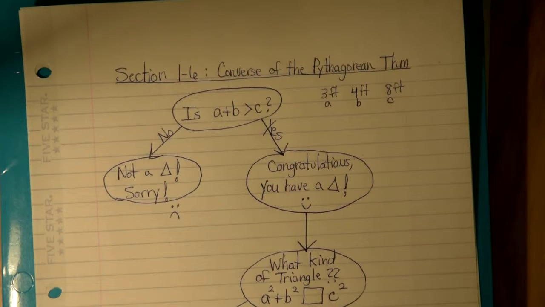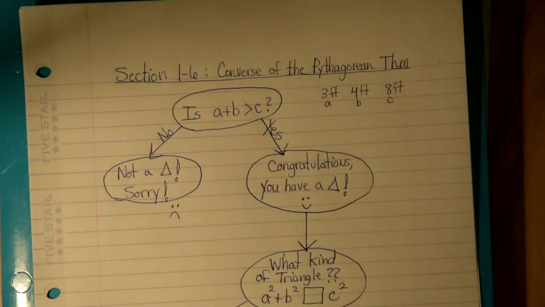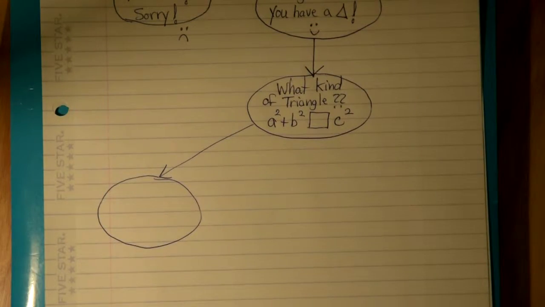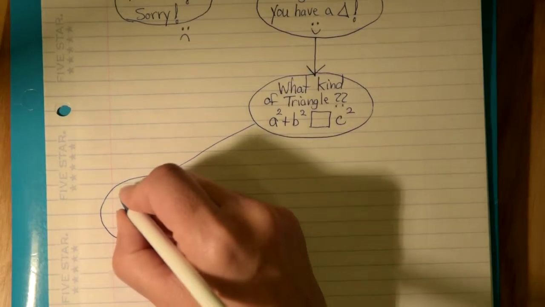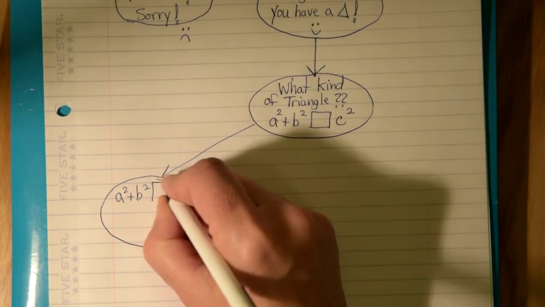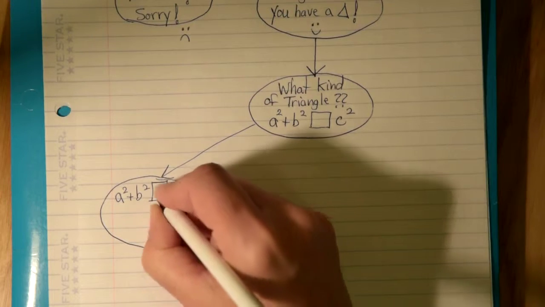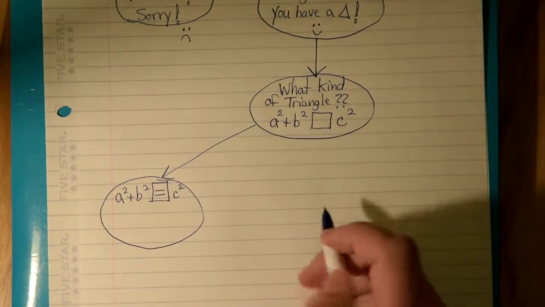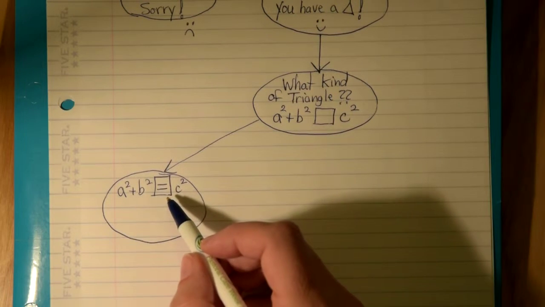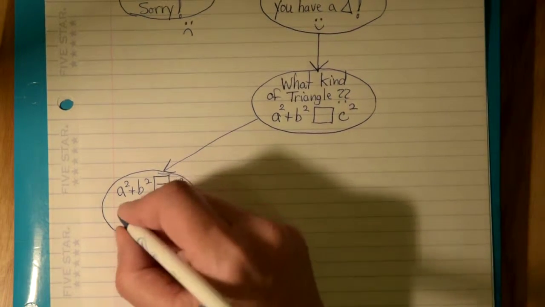So the first bubble, and I'm probably way off. Yep, I'm off. So the first outcome is that a squared plus b squared equals c squared. Well, if that's the case, that means it's the Pythagorean theorem. So therefore, the triangle has to be a right triangle.